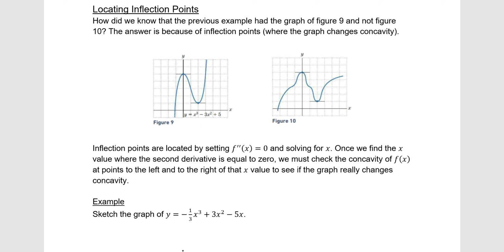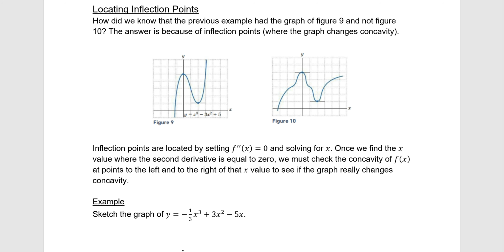So you can see that in figure 10, there's a lot more going on here. We have the same 2 points where there's a relative maximum and a relative minimum, but then we have these other points and all of these other things going on. So the question is, how do we know it looked like figure 9 and not figure 10? So the answer here is going to be because of inflection points.